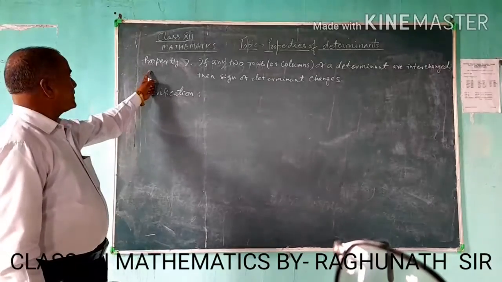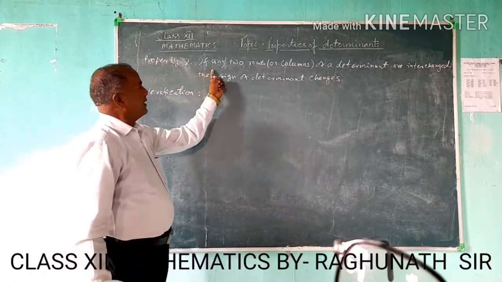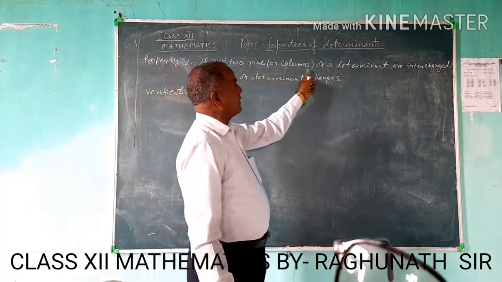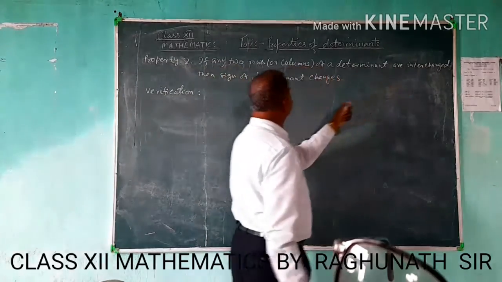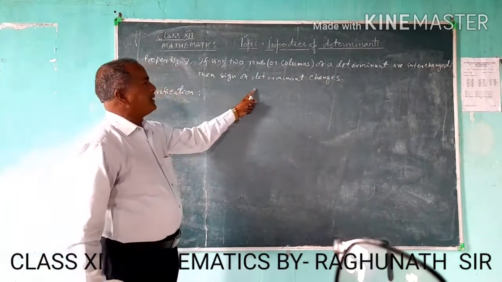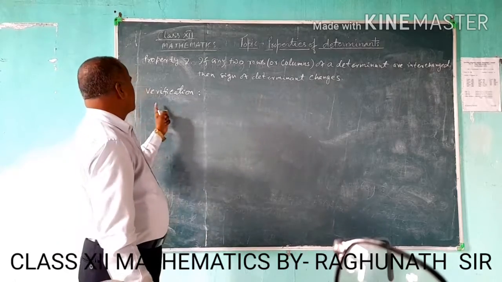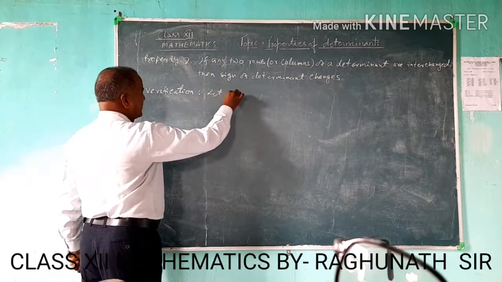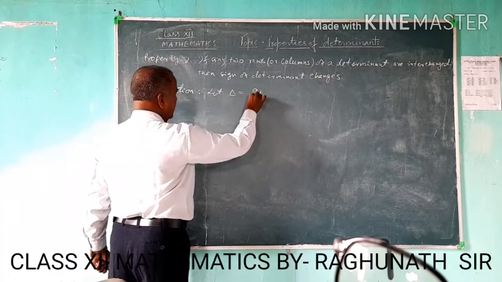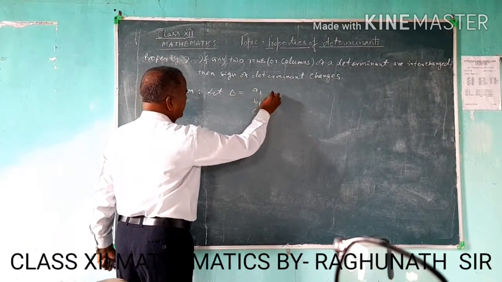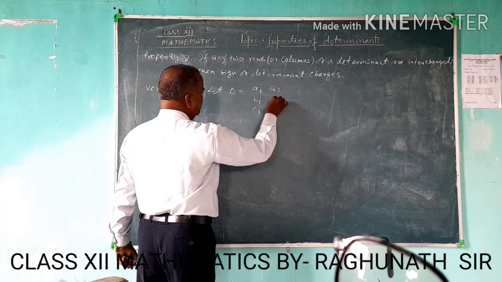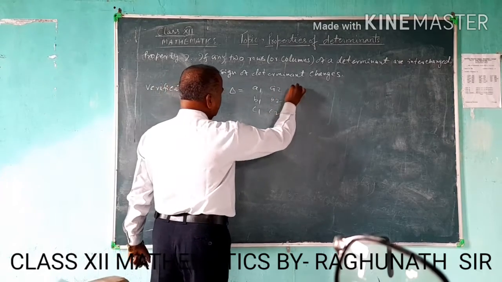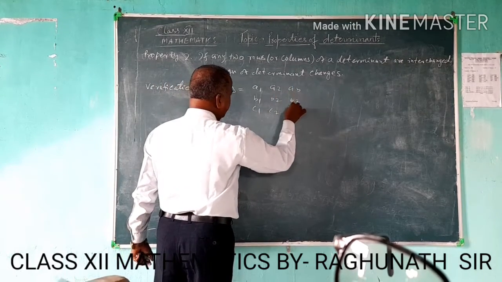So dear students, let us see the second property, that is, if any two rows or columns of a determinant are interchanged, then the sign of the determinant changes. To verify this, let delta be equal to the determinant with rows a1, b1, c1; a2, b2, c2; a3, b3, c3.